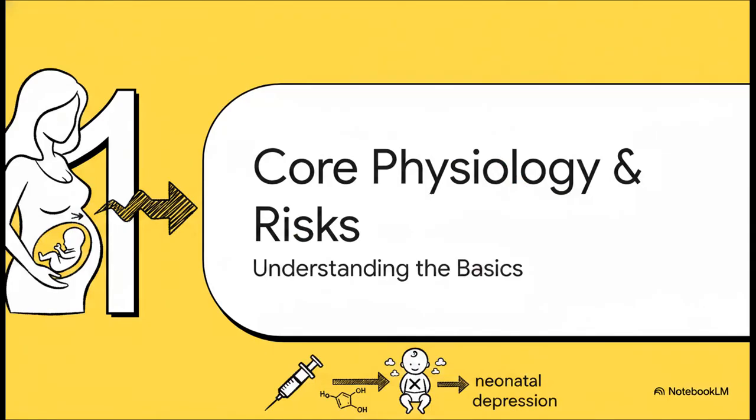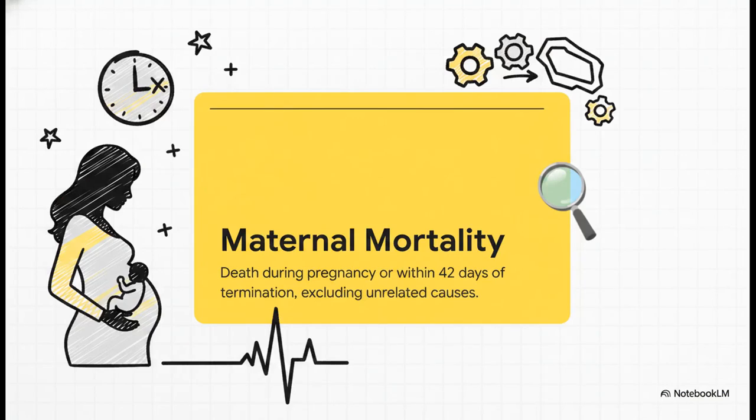Section 1. Core physiology and risks. Okay, before we get into specific techniques, we have to establish the stakes. And remember our unique physiology here. Nearly all parenteral opioid analgesics cross the placenta, which completely changes our drug selection. But the ultimate bottom line of our specialty is right here: maternal mortality. By definition, this is the number of women who die during pregnancy or within 42 days following pregnancy termination, excluding accidents. I really want you to burn that 42-day window into your minds, okay?